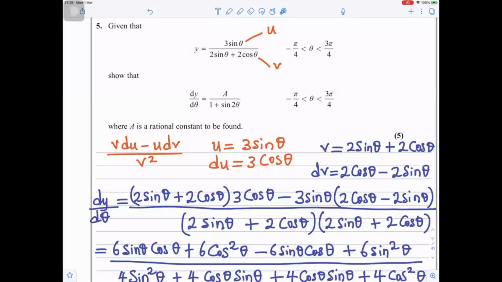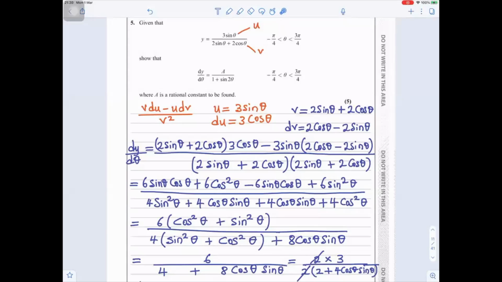Question number 5, given that y is equal to that, show that dy over dx equals a over 1 plus sine 2 theta, where a is a rational constant to be found. What we want to do, we want to differentiate. The numerator we'll call U, and the denominator we'll call V. So we're going to use the quotient rule, and I've written it here, V du minus U dV over V squared. So the numerator is U.